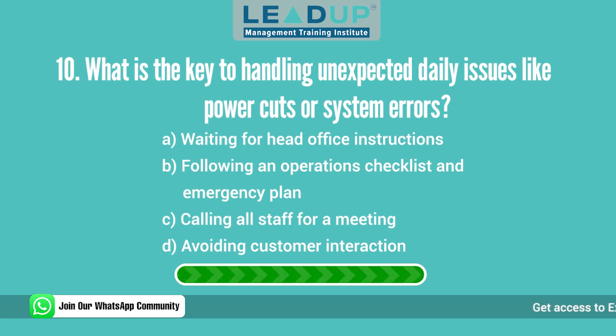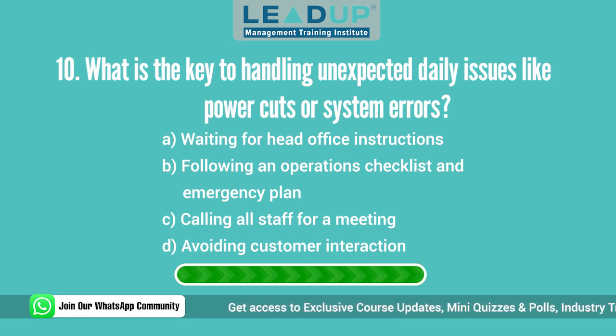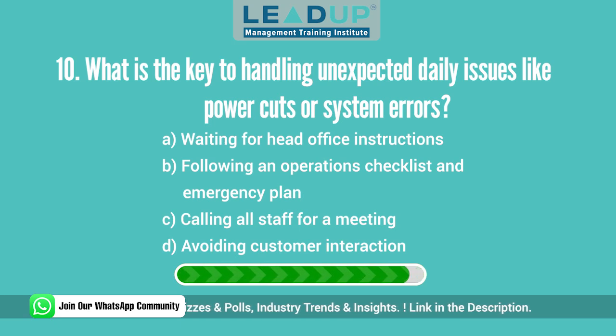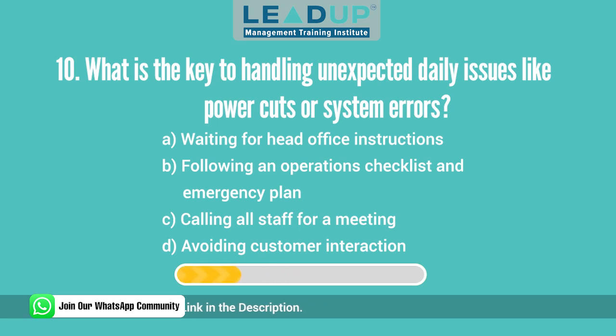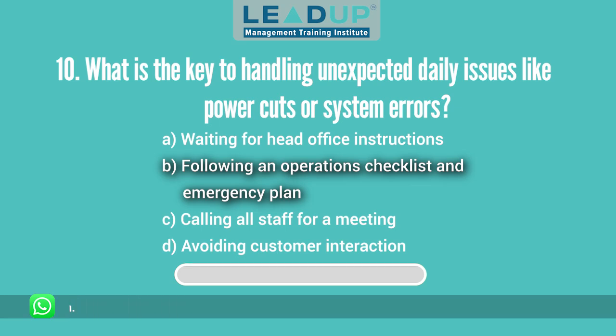Question 10. What is the key to handling unexpected daily issues like power cuts or system errors? A. Waiting for head office instructions. B. Following an operations checklist and emergency plan. C. Calling all staff for a meeting. And D. Avoiding customer interaction. Answer: following an operations checklist and emergency plan.